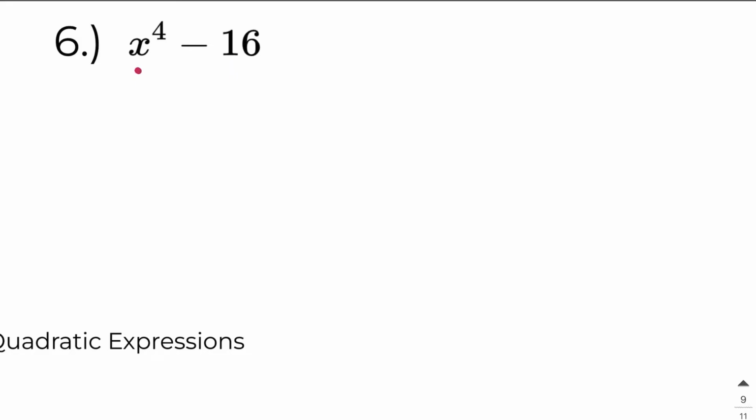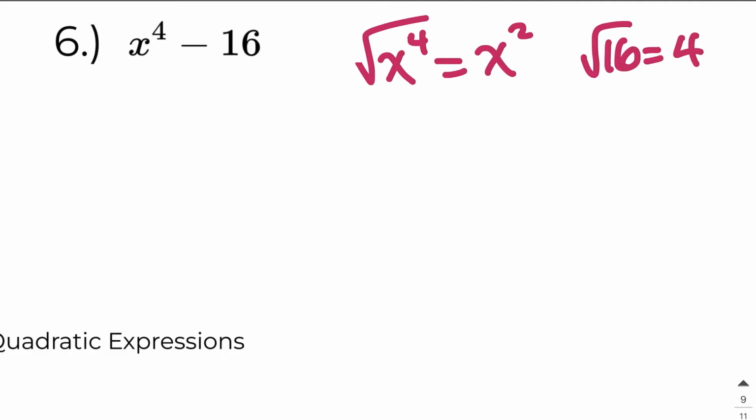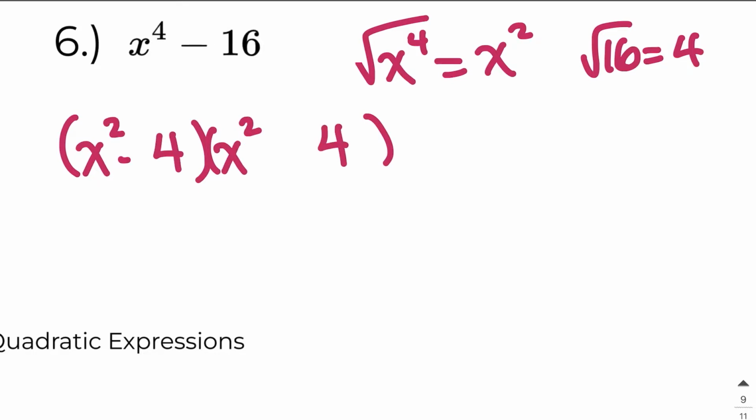There is subtraction, and I have perfect squares. So the square root of x to the power of 4 is x squared. The square root of 16 is 4. So I definitely can factor this as a difference of perfect squares. So I'll put x squared and x squared first, 4 and 4 last. One of them is plus, one of them is minus.